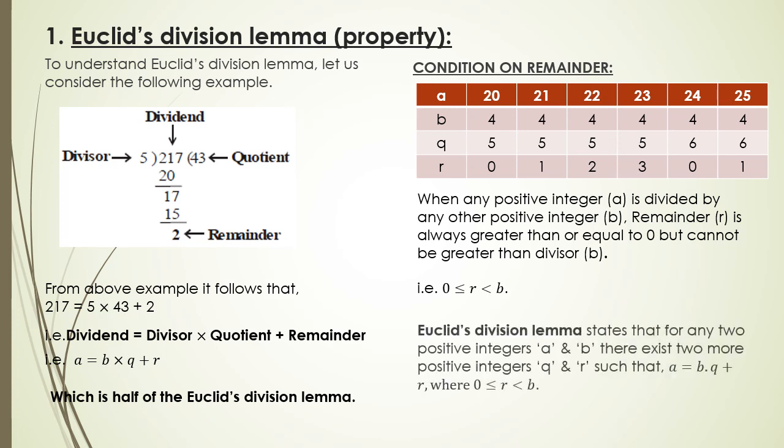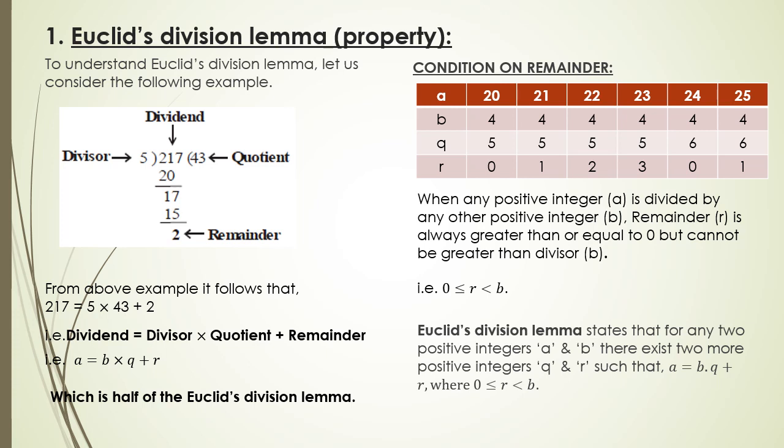So combining these two things, we can state Euclid's division lemma as follows. Euclid's division lemma states that for any two positive integers a and b, there exist two more integers q and r such that a is equal to b into q plus r, where 0 is less than or equal to r is strictly less than b.